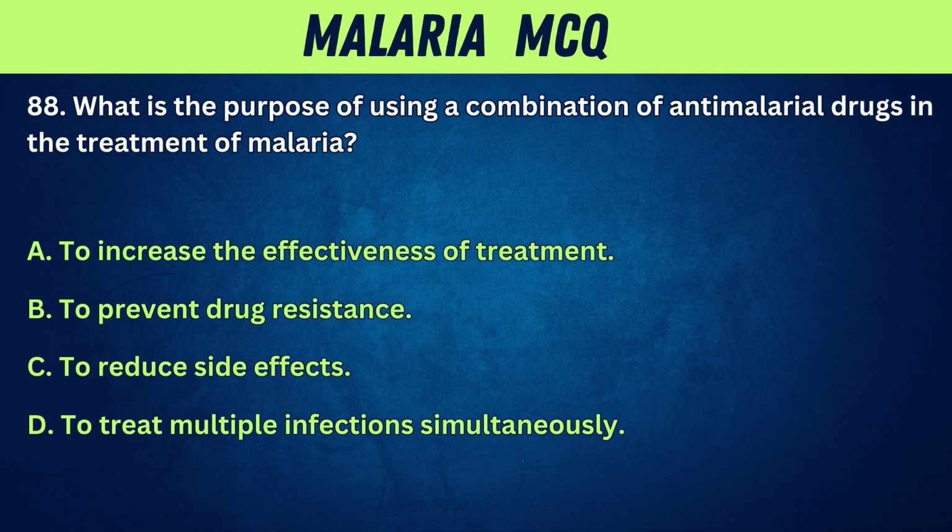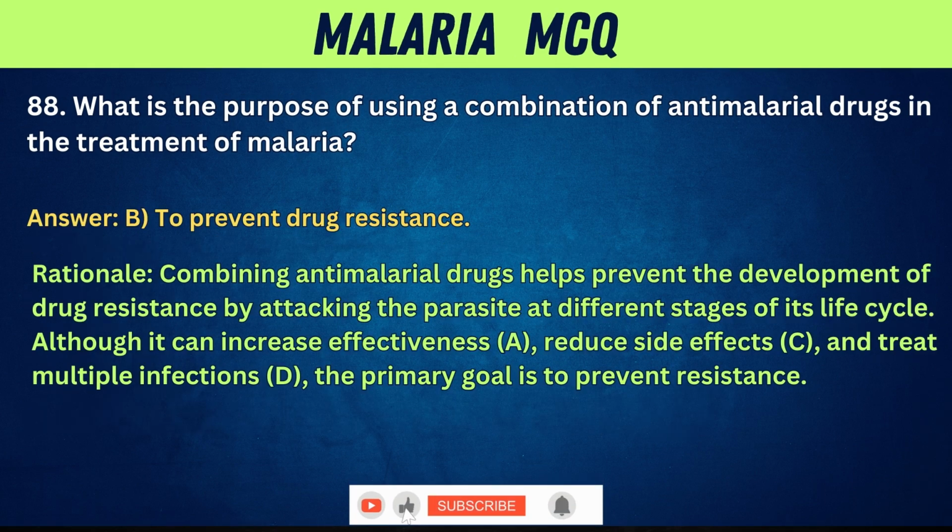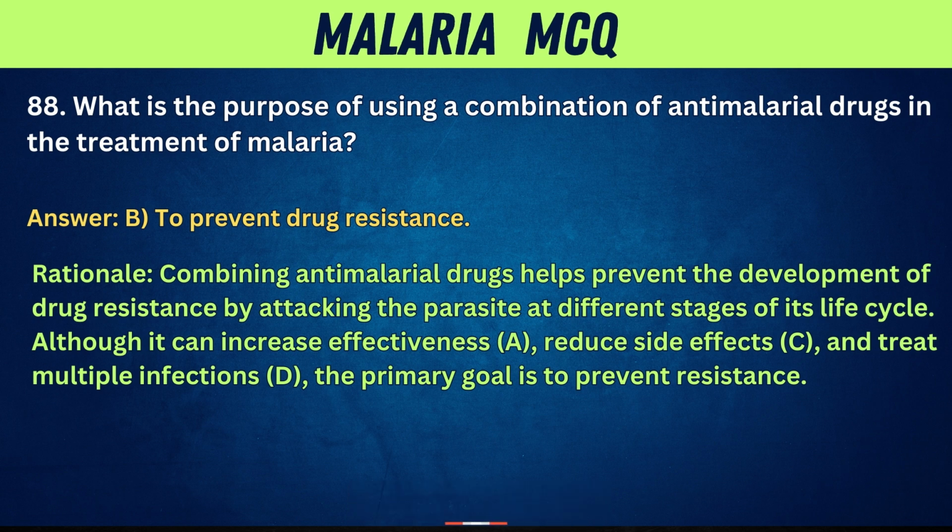88. What is the purpose of using a combination of antimalarial drugs in the treatment of malaria? A. To increase the effectiveness of treatment. B. To prevent drug resistance. C. To reduce side effects. D. To treat multiple infections simultaneously. Answer: B. To prevent drug resistance. Rationale: combining antimalarial drugs helps prevent the development of drug resistance by attacking the parasite at different stages of its life cycle. Although it can increase effectiveness, A, reduce side effects, C, and treat multiple infections, D, the primary goal is to prevent resistance.